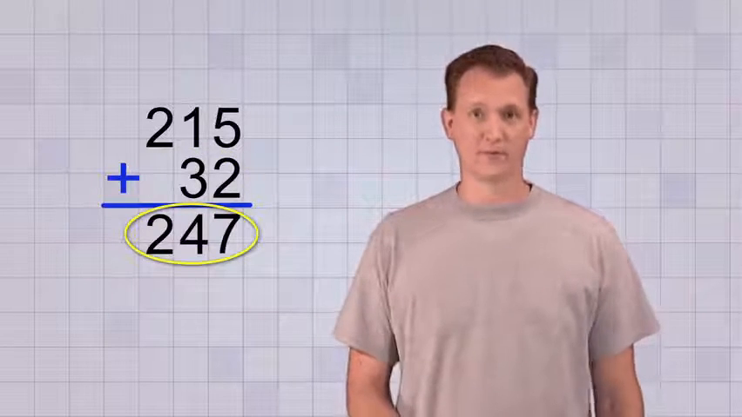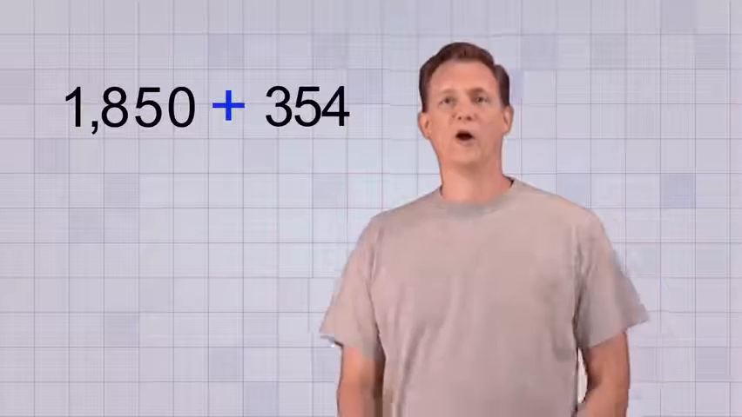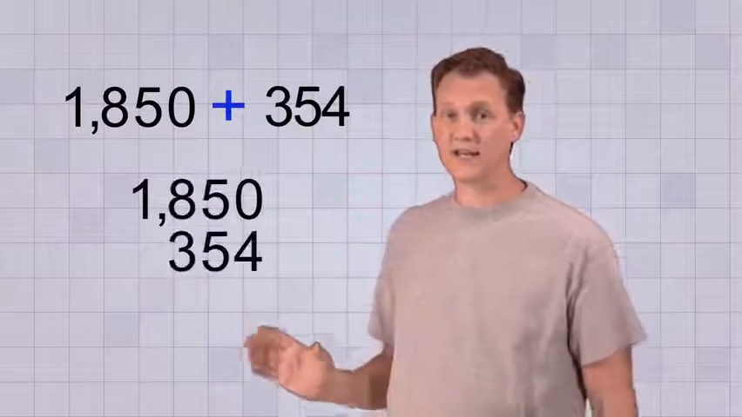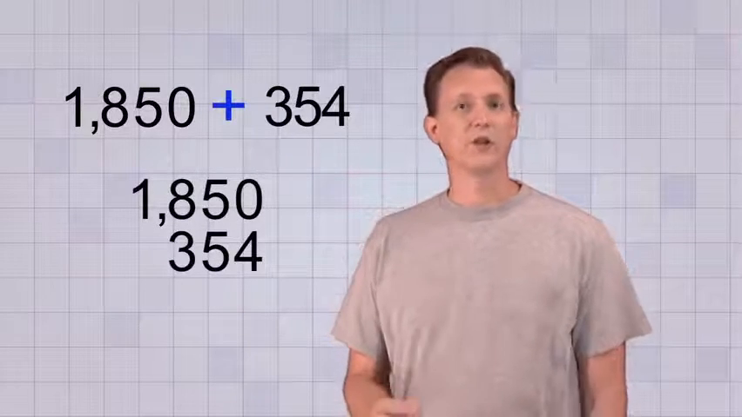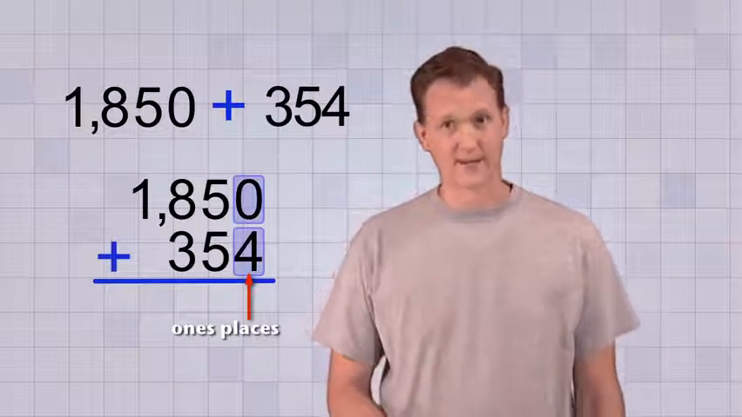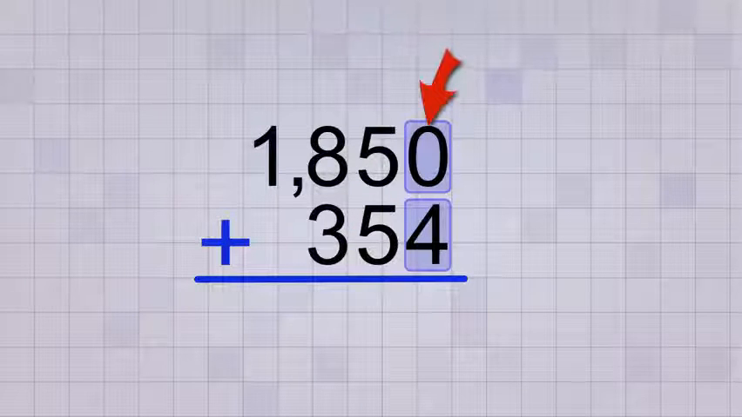Let's try another example. This one's a little harder. 1,850 plus 354. Okay, the first step is the same. We need to stack the numbers up so we can add each number place column. Be sure to line up the ones places and draw your line and plus symbol just like in the last example. Again, we always start by adding the digits in the ones place.